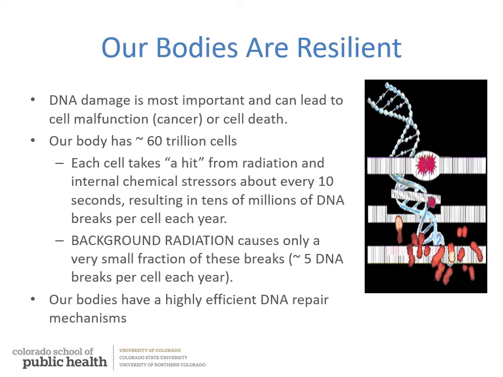Now, if you think about this, the sort of chemical hits from either external toxicants or things created in the cell are much more frequent than those caused by background radiation. Background radiation or exposure above background can have bigger effects, but the point of this is background radiation only causes a very small fraction of these sort of breaks or hits, approximately 5 DNA breaks per cell each year. Is from background, which is again, it's good we have efficient repair.